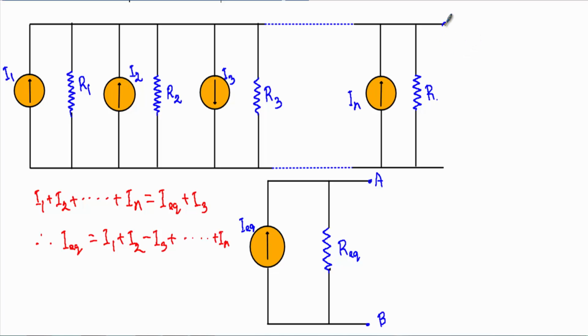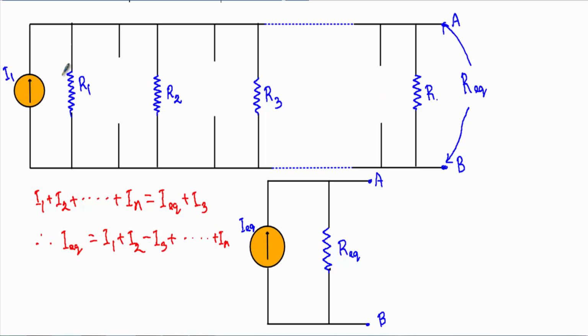Now how do we calculate R equivalent in the circuit? To calculate R equivalent, I have to measure the resistance with respect to this terminal and this terminal. To calculate R equivalent, I will replace the current sources with open circuit. If I replace the current sources with open circuits, therefore I can remove the current sources. See, I have removed the current sources. Therefore, you will see with respect to A and B terminal, all the resistances are connected in parallel.